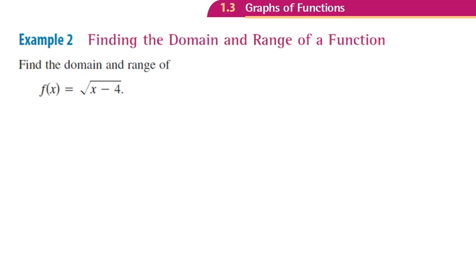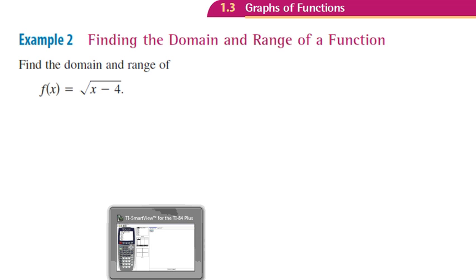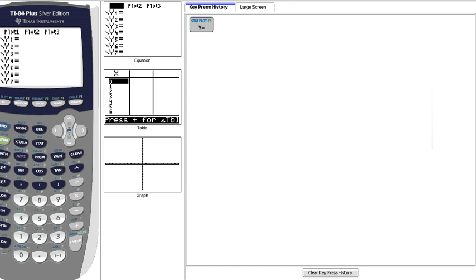Let's check out this guy right here. So we want to go ahead and find the domain and range of this function, the square root of x minus 4. And I want to do this both algebraically and graphically. So let's first go ahead and pull out our graphing utilities, and we're going to do this together here. If I go a little fast, you can just pause it and rewind it right here.